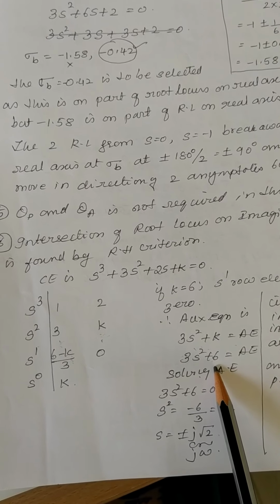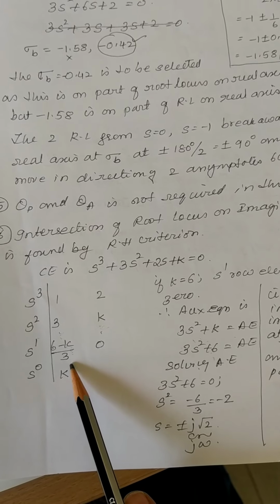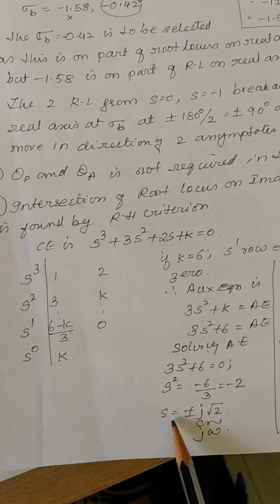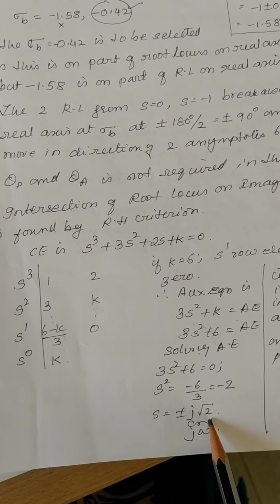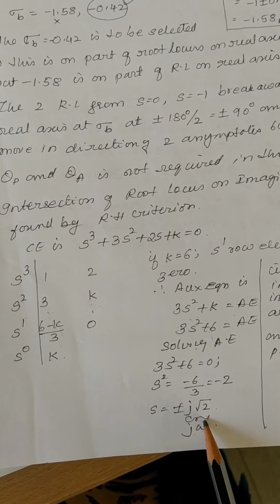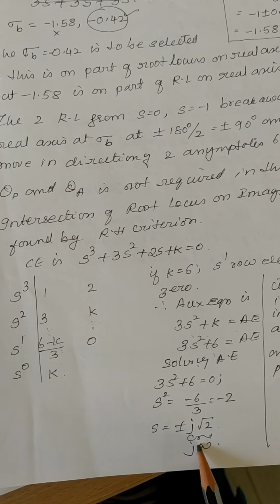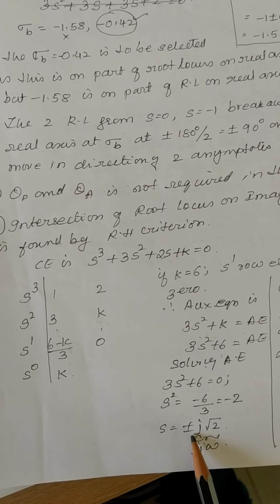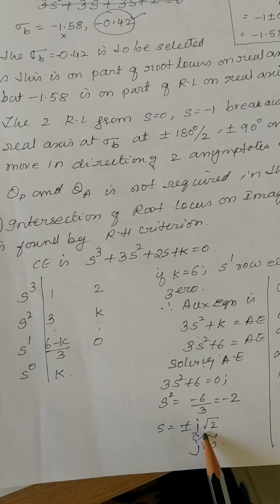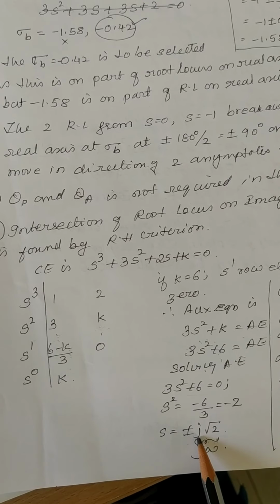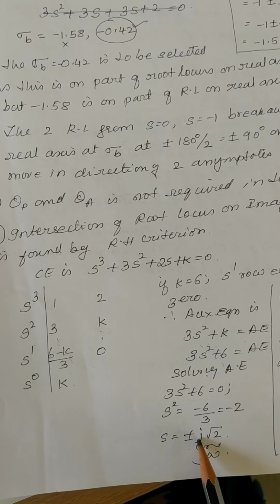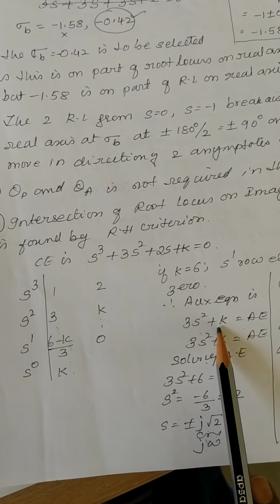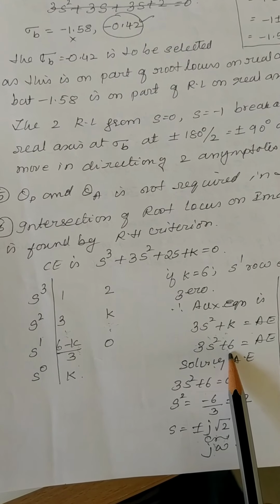Put k equal to 6. For that value this has become 0. Then you solve the auxiliary equation and you get the solution: s is equal to plus minus j square root 2, which is nothing but j 1.414. So plus j 1.414 and minus j 1.414 are the intersection points on the imaginary axis. At this point the root locus intersects, and the value of k at that point is 6. So that is the limitation for the value of k.